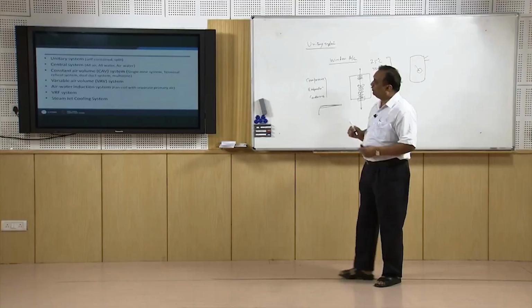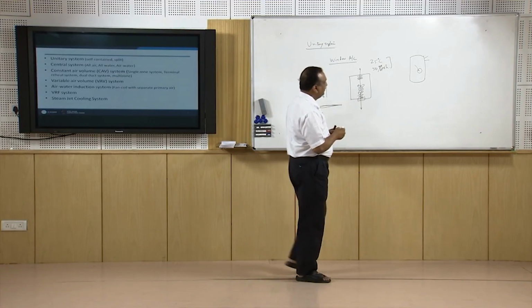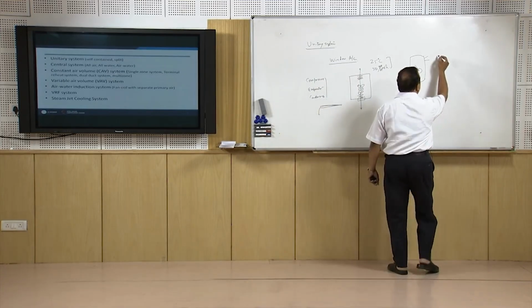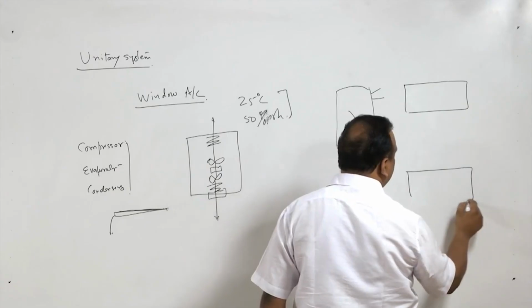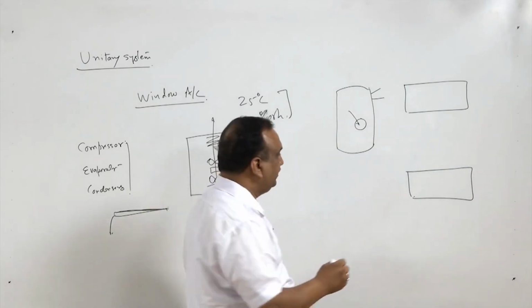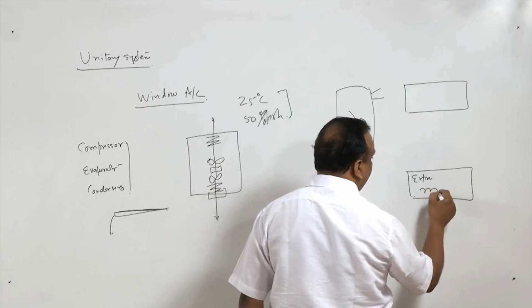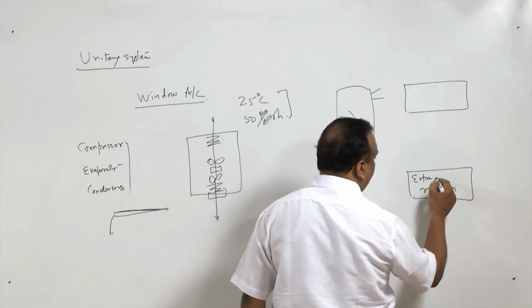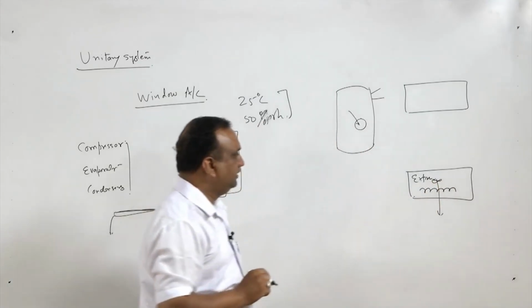Now another type of unit in a unitary system is the split type of system. Here there is a split between the high pressure side and the low pressure side. In a split system, in fact, there are two units. One unit is split into two units. In this unit, there is only the expansion device and the evaporator coil, and there is a fan also which blows air over the evaporator coil. This is the inside unit.